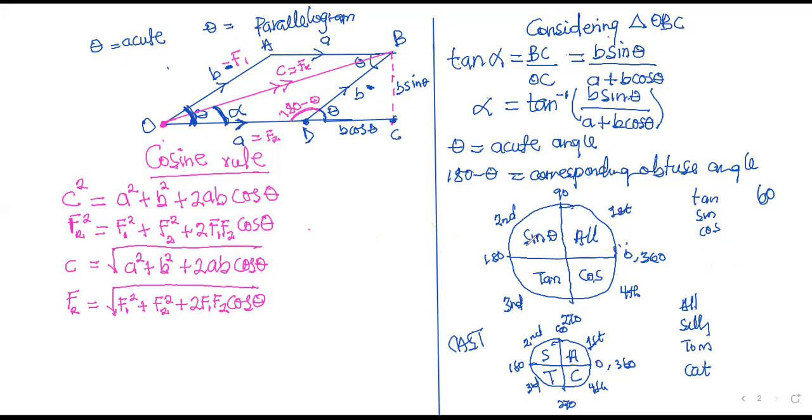So any angle which is obtuse, beyond 90, say 120: sine 120 is positive, cos 120 is negative, and tan 120 is equally negative. Within the third quadrant, that's it. So take notes of this. Now, let's see how we can apply it.